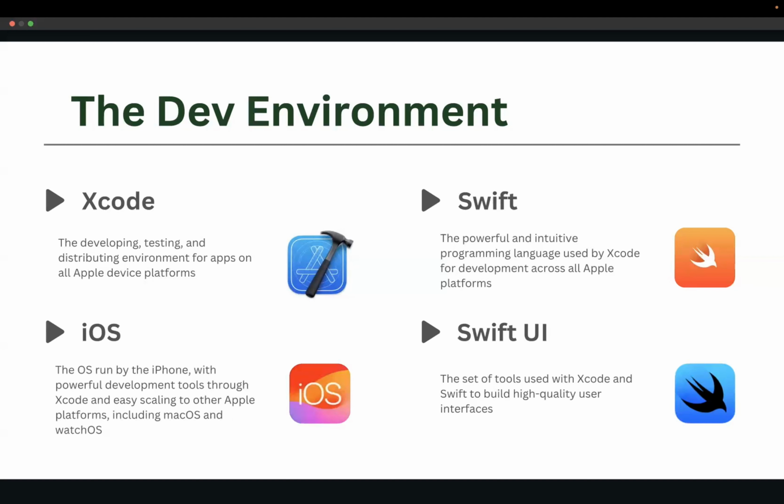And then Swift is the Apple programming language used within Xcode for development for all Apple apps across all Apple platforms. So it's their own language, very similar to other languages, but it took a little bit to get used to the syntax. And SwiftUI is the set of tools that's used with Xcode and Swift to build high quality user interfaces. It's basically the tool set that you're going to use to create the elements that will show up on the screen.